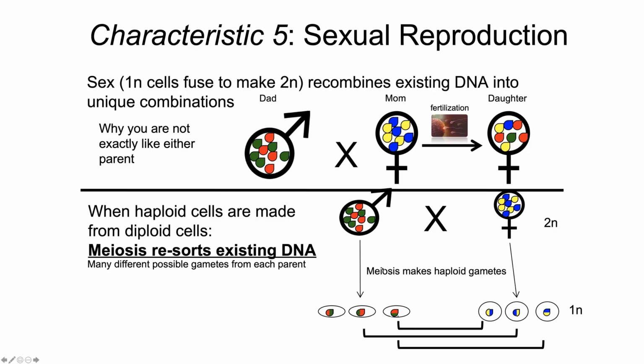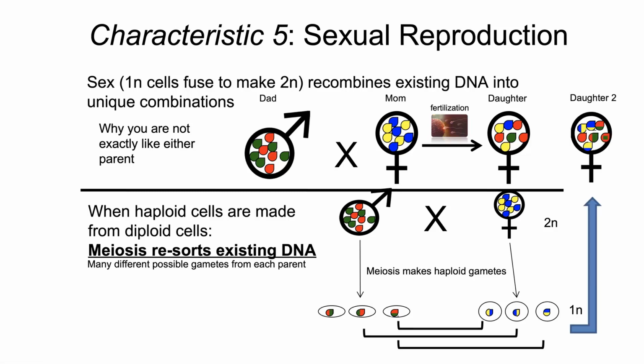I don't want to get into all the details of this, just suffice it to say, meiosis makes even more unique haploid gametes, and those haploid gametes can combine in unique ways to make even more unique or different offspring with every fertilization. So this is why you're not exactly like your siblings, because the combination of genes that you get from your mom and dad are not going to be the same every single time. You'll get unique combinations thanks to this process of meiosis.